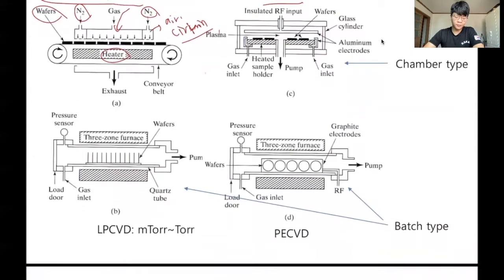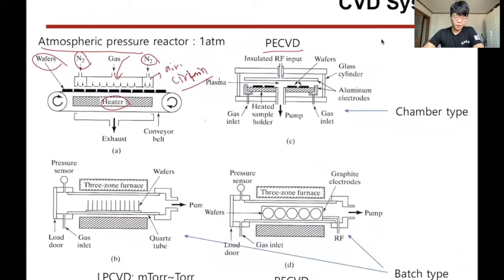And then PECVD, which means plasma-enhanced CVD, is used in a vacuum state, and we make the plasma here, and using the plasma we use its energy to activate the reactant gas, and then we drain it out.